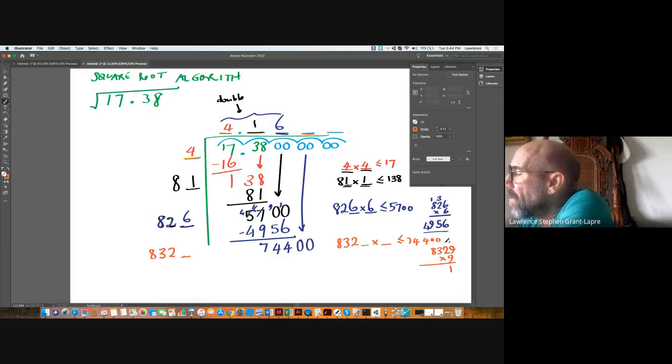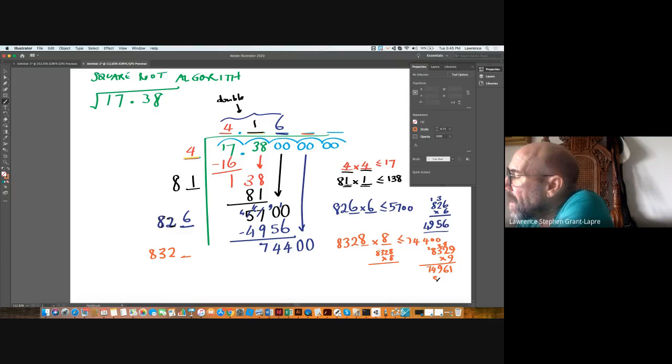9 9s are 81, 9 2s are 18, and 8 is 26. 9 3s are 27, 27, 28, 29. 72, 73, 74. Look, see, it's a bust. It's too big, okay? So we're going to be looking for the number 8,328. 8,328 times 8. What does that give us?